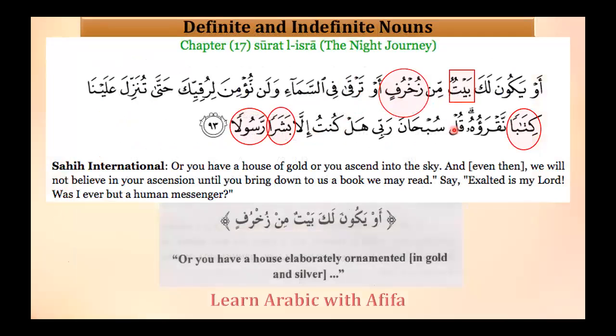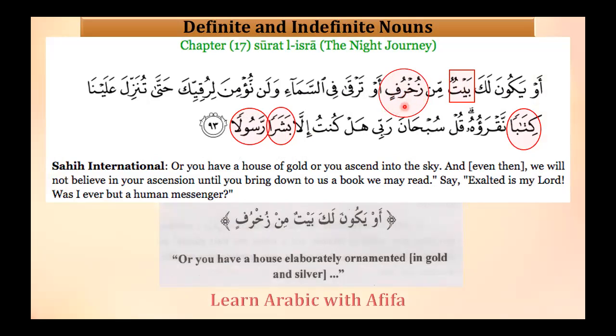So here's an example of a verse that you can review again on your own to make sure you can point out the indefinite words that we have discussed. So for example, do you have a house of gold? Baytun min zukhruf, a house of gold. This is also indefinite. Please notice, over here there are two dhammas, right? This is tanween, baitun. But this is also indefinite. It doesn't have to be two dhammas. This is also tanween. It's two kasras.